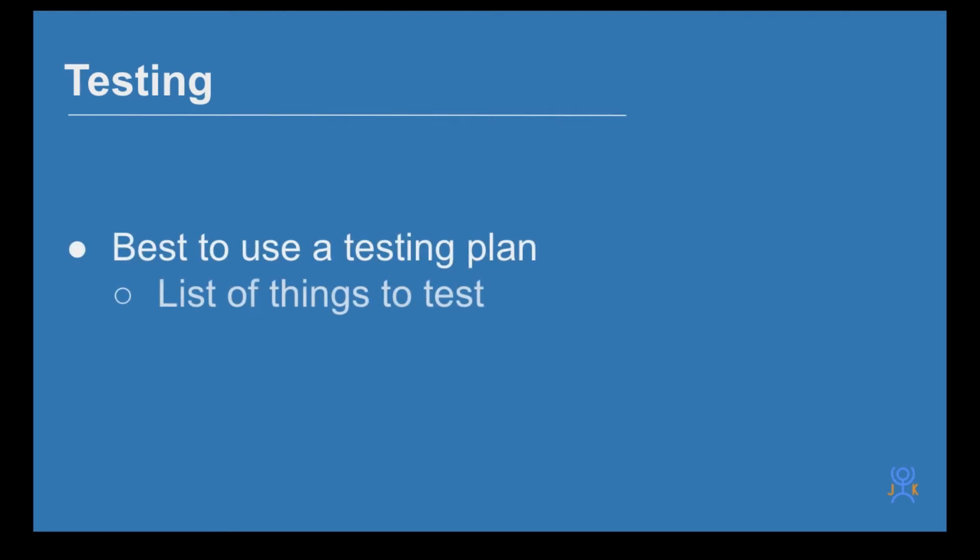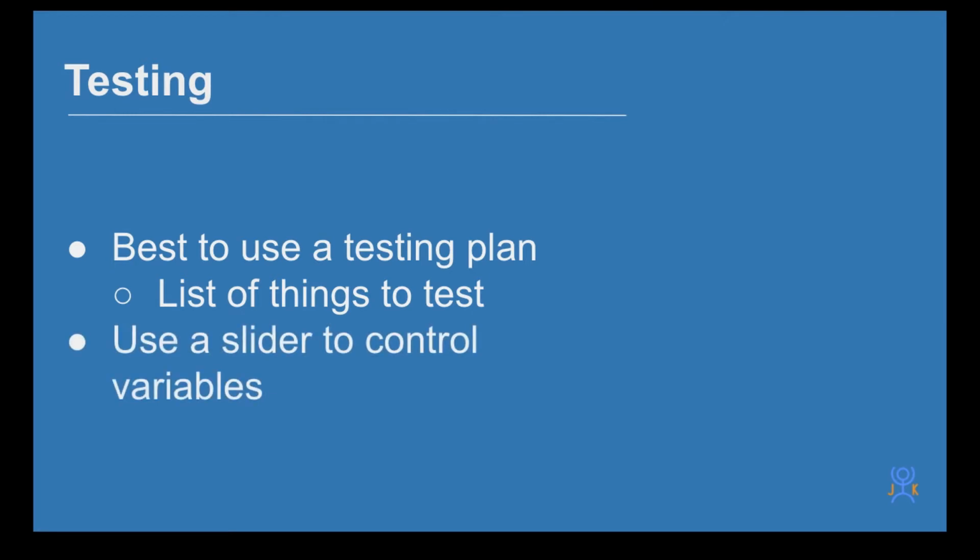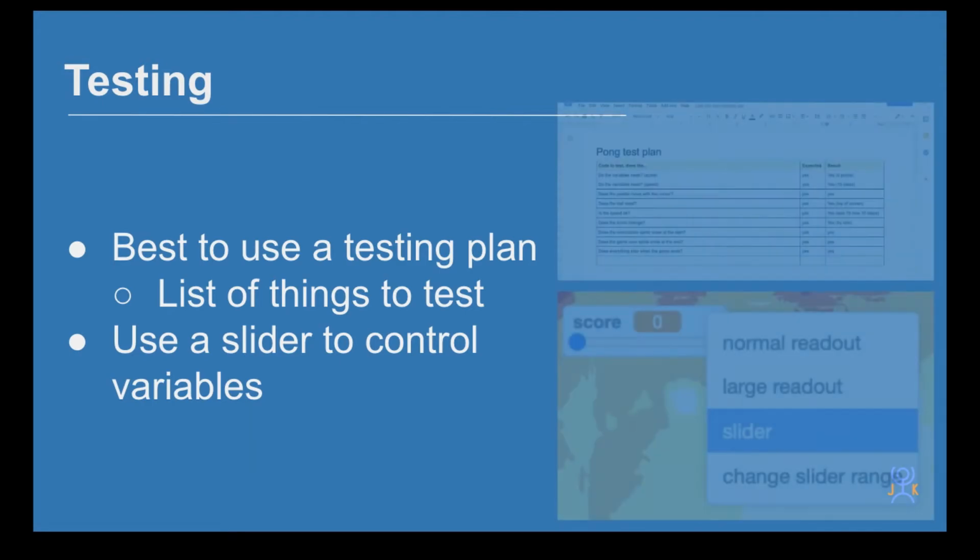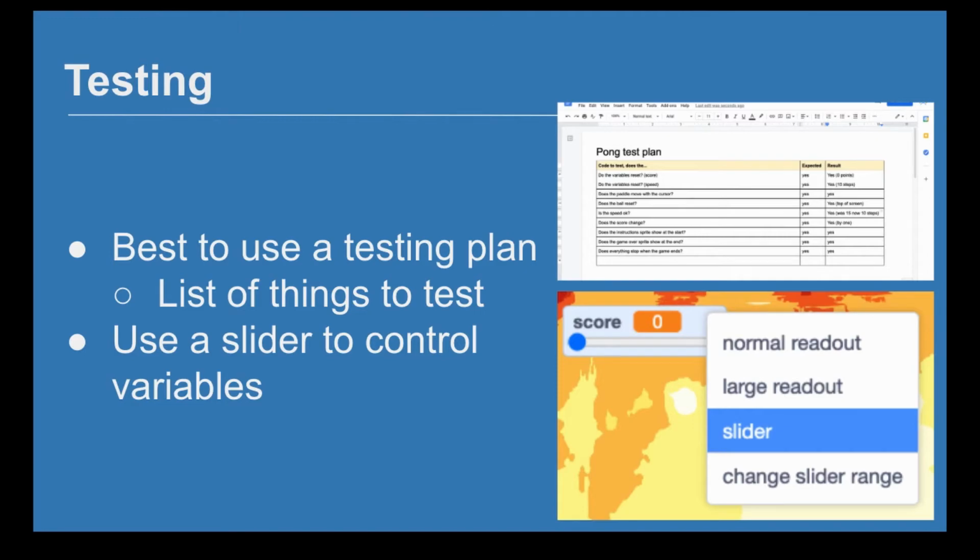Right. When it comes to testing, and I do this all the time, it's a really good idea to build a test plan, which is just literally a list of things to test. And also when you're testing, rather than trying to play to increase your score and all that kind of stuff, you can use a slider with the variables to get the numbers that you want when you're testing. So let's just quickly have a look.